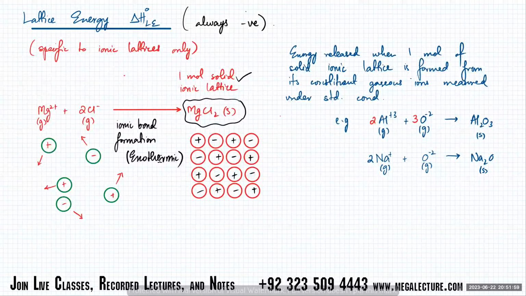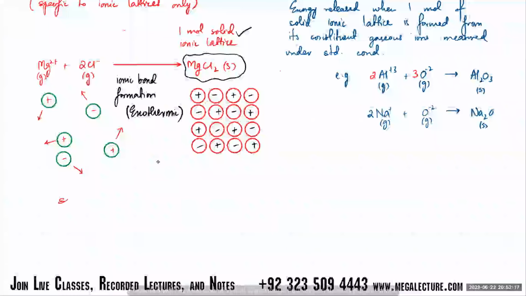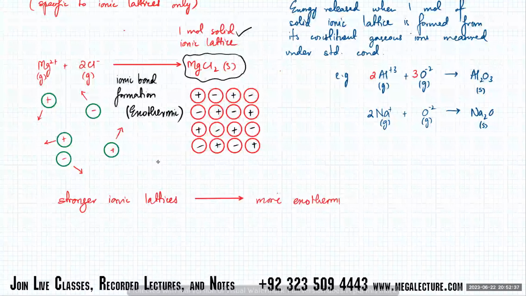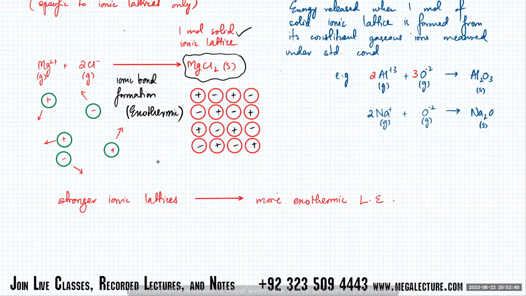Now, if you have a stronger lattice getting formed, then the amount of energy that's going to be released is going to be more exothermic. It's going to produce a lot more work. If you're forming a weak lattice, then it's not going to be that exothermic. So the size of the lattice energy depends on the strength of the ionic lattice. Stronger lattices mean more exothermic lattice energy, and vice versa.